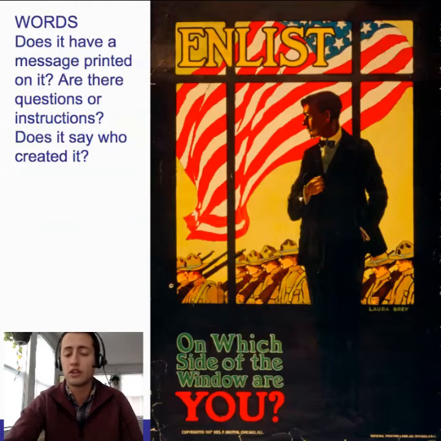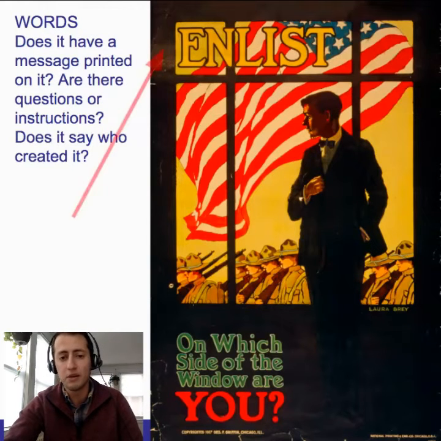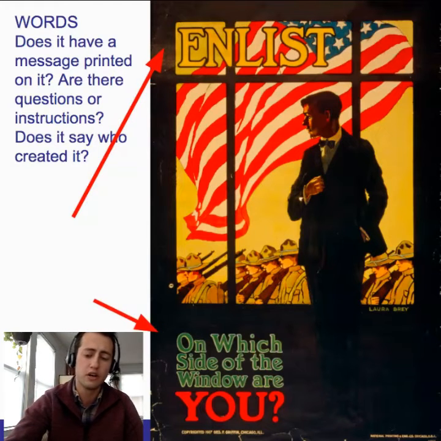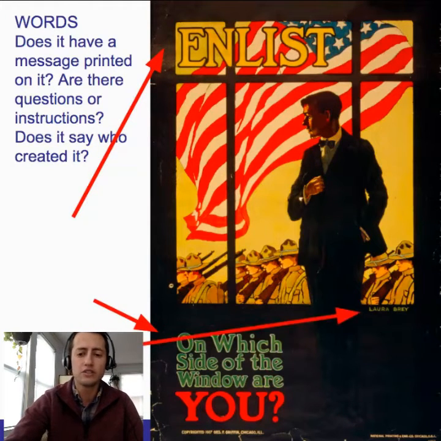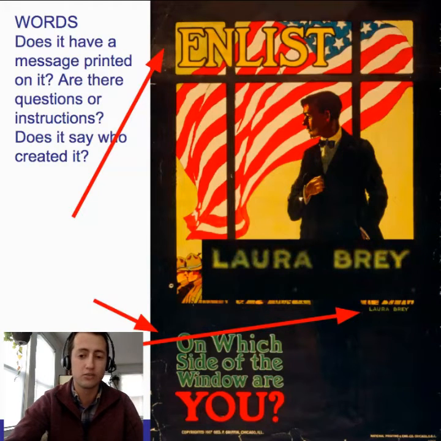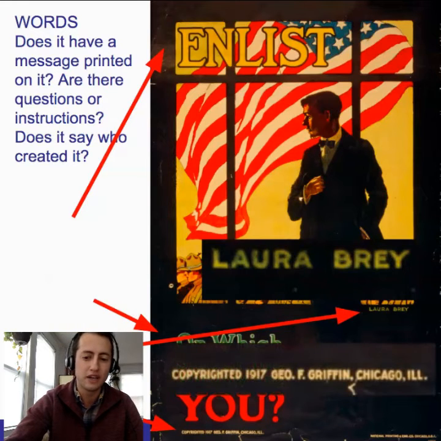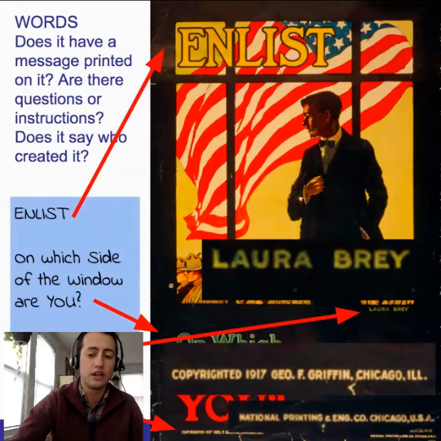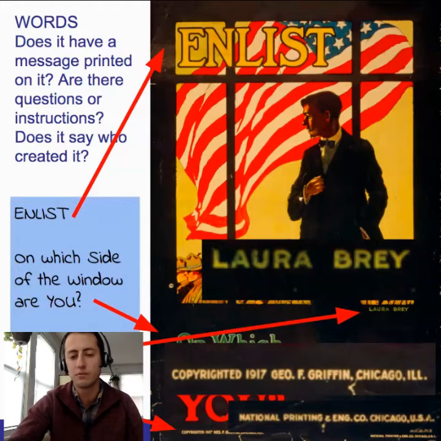The next thing we do is look at all the words. So we see that big enlist sign, and at the bottom it says, "On which side of the window are you?" all capital. But there are also smaller words. There's the artist, Laura Brey, and in much smaller letters, at the very bottom we see the copyright, which is very important because it gives us the year that this was made. So you're going to record all that on your organizer, but make sure you're paying attention to even the smallest letters because they can give you a lot of information.